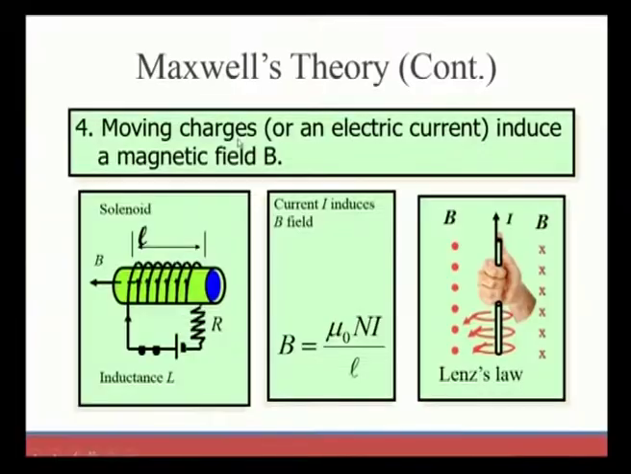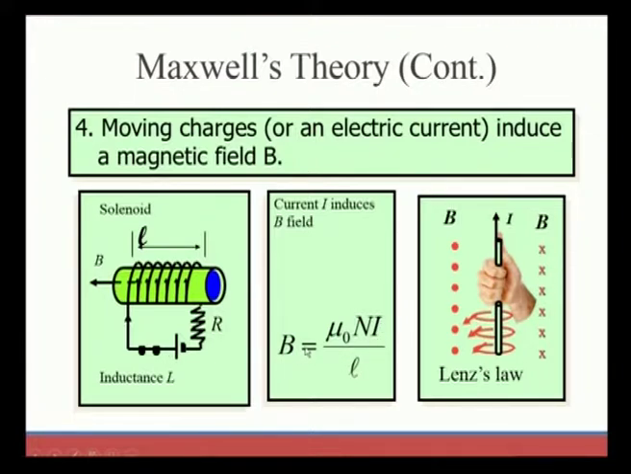We are saying that moving charge, in the sense of electric current, flow of charge, will induce a magnetic field. Whenever there is a current, there is a magnetic field. This can be found with the formula B is equal to mu naught N I divided by L, where mu naught is the permeability, N is the number of turns, I is the current, and L is the length of the solenoid.